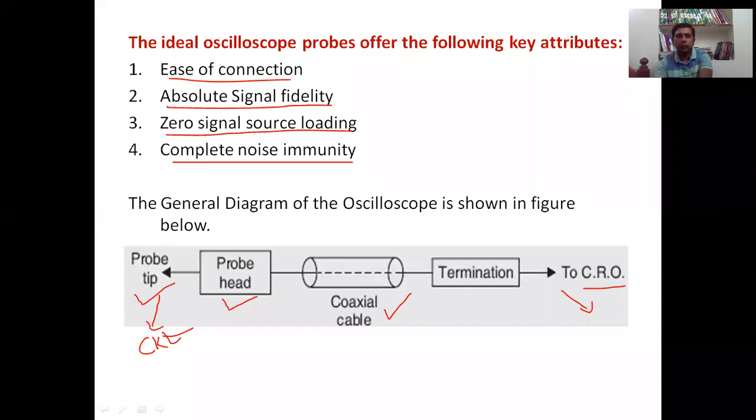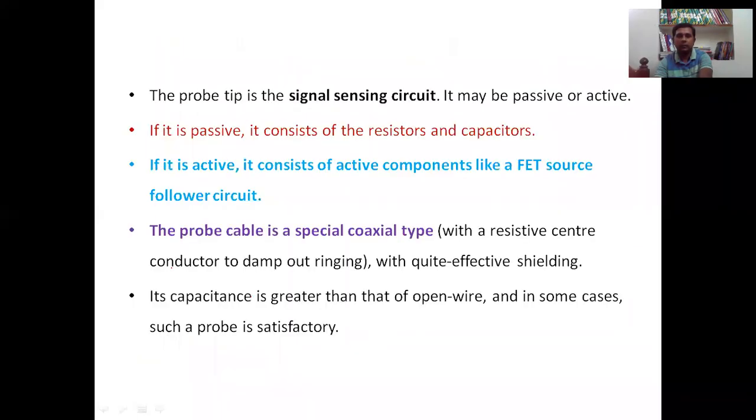Probe head, probe tip. The probe tip is the sensing element. So it senses the circuit output. Sensing means it senses the signal, it understands the signal. It senses the signal at the probe head, and then it transmits through the cable, and finally it is connected to the CRO. So the explanation of each point I have given in this slide.